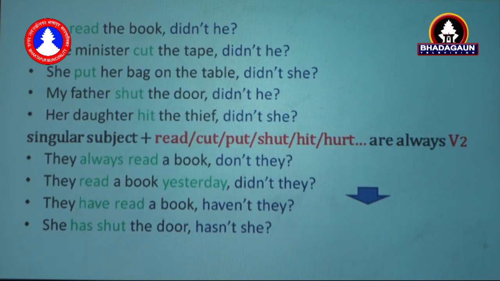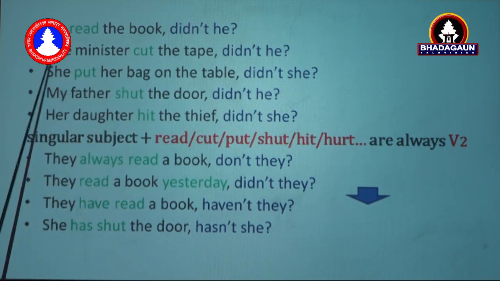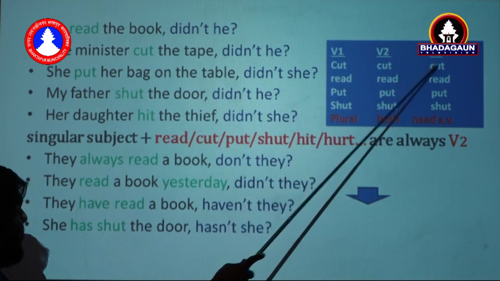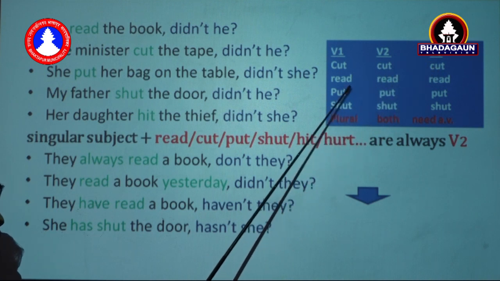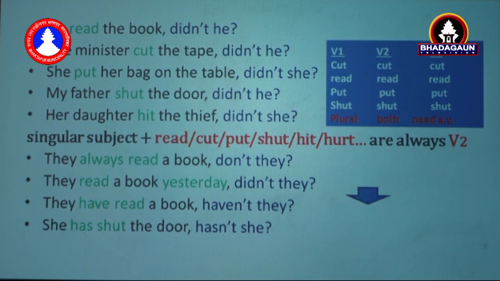So we have to identify the main verb and its form. On the basis of the main verb, we have to use the auxiliary verbs. So in this case, read, caught, put, shut and hit are verb 1 also, verb 2 also, verb 3 also. So see this table. Caught, caught, caught. Read, read, read. Put, put, put. Shut, shut, shut. These have the same spelling but different forms of the verb.